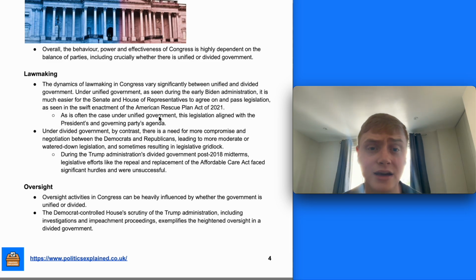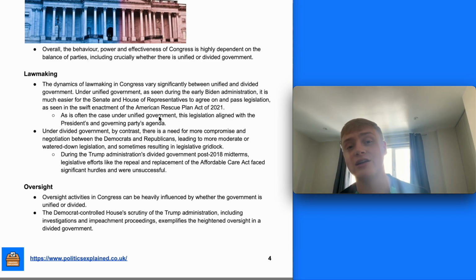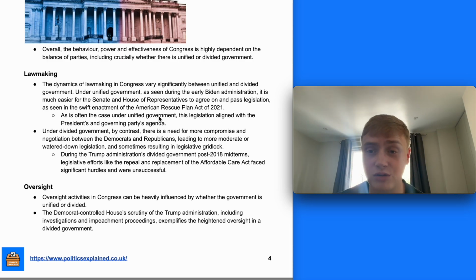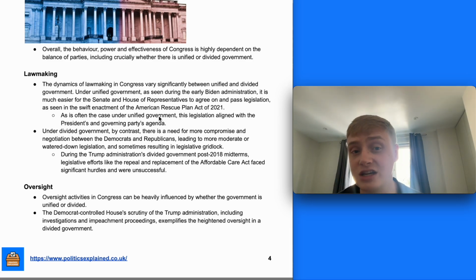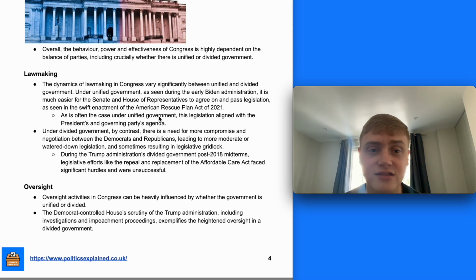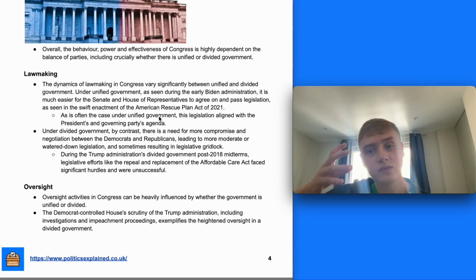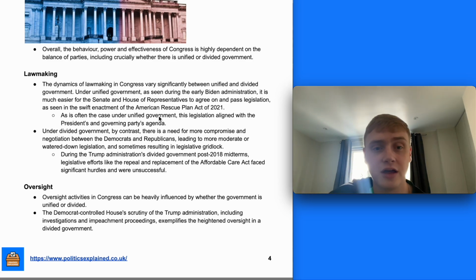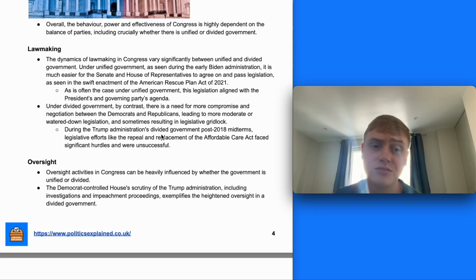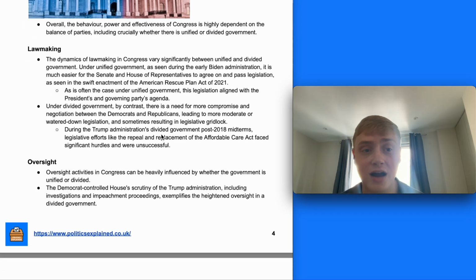In terms of lawmaking, the dynamics vary significantly when there's unified versus divided government. When there's unified government, as seen in the first 2 years of Biden's presidency, it's much easier for the Senate and House of Representatives to agree on and pass legislation, such as the American Rescue Plan Act of 2021, which is a key COVID bill. As is often the case under unified government, the legislation aligned with the president and the governing party's agenda, and they were able to unite and pass a key piece of legislation without the need for support from the other party in Congress.